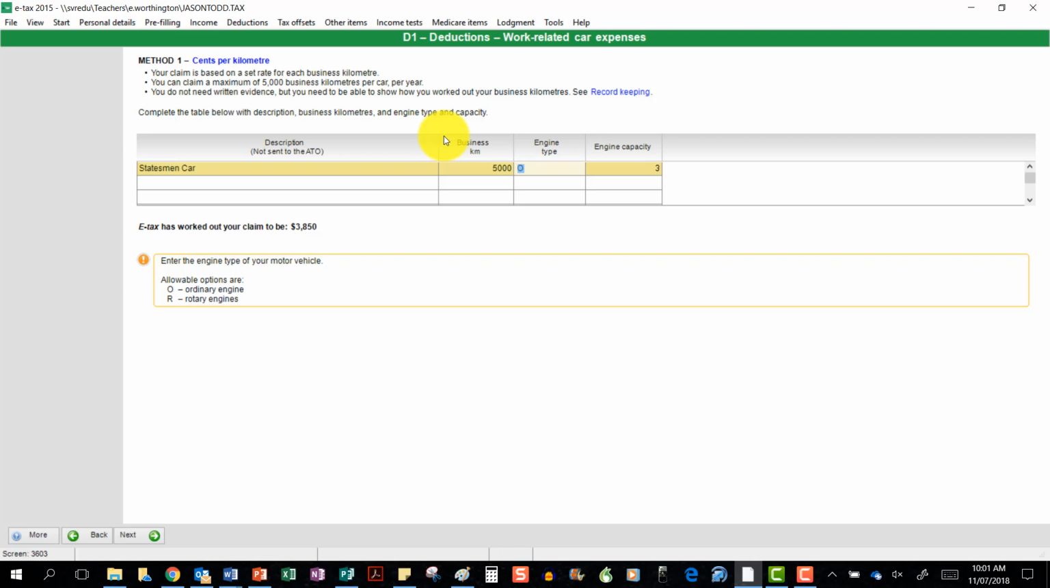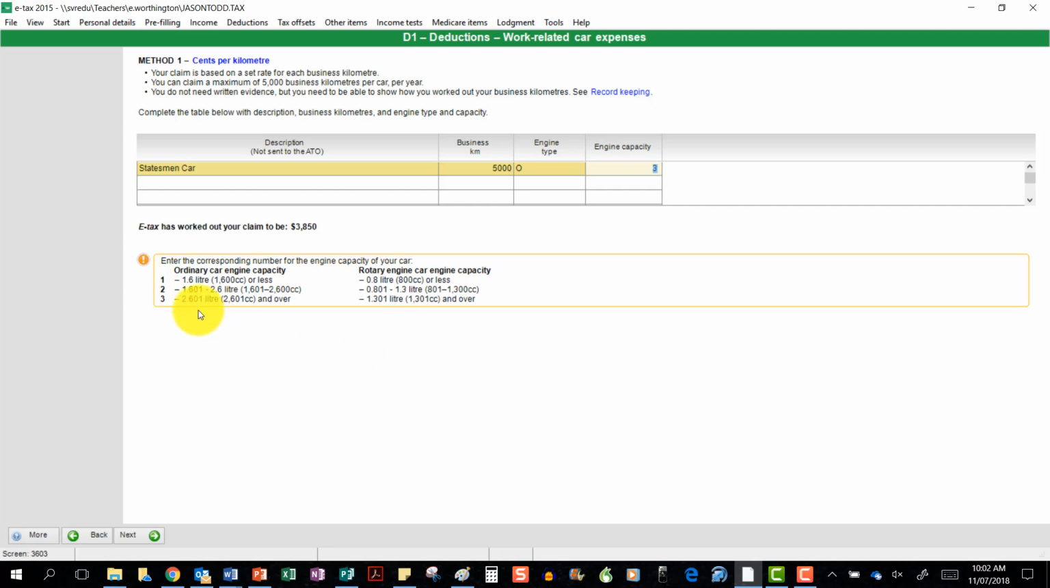Now, with the engine type, this is important that you choose the right car to get the right cents, or it won't match your handwritten part. So it's just an ordinary engine. And the capacity is, we look at the size of the car. Now from the assignment, it was a 5 litre 5000cc V8.